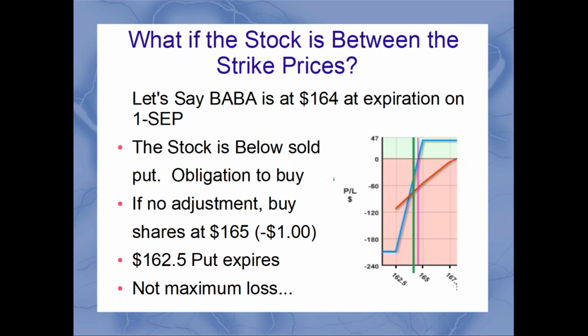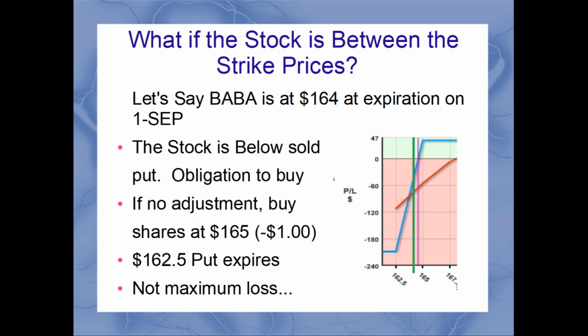But why would I end up being long shares of stock? Didn't I buy the 162.5 put? Well, remember, if the stock's between the strike prices, your 162.5 is still out of the money. That expires worthless. No broker would force you to exercise the 162.5 put if the market price is at 164.